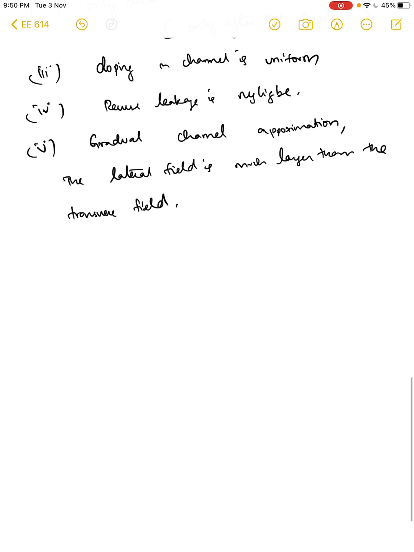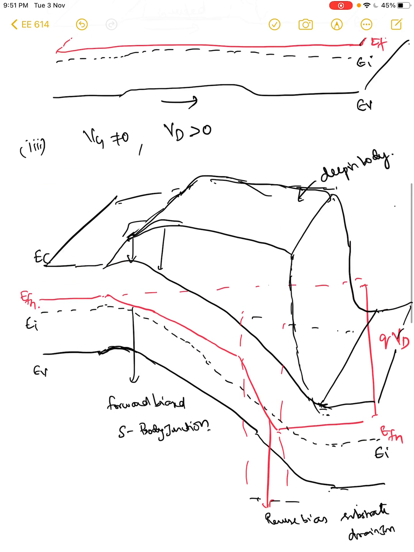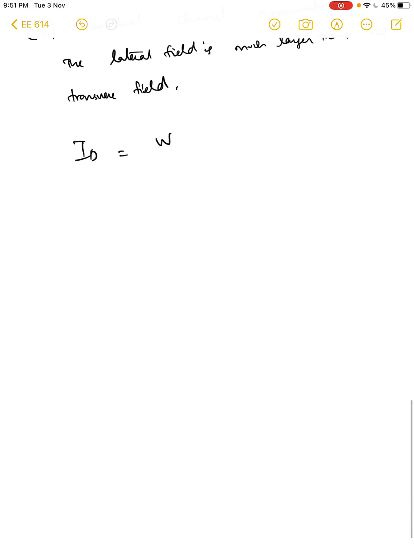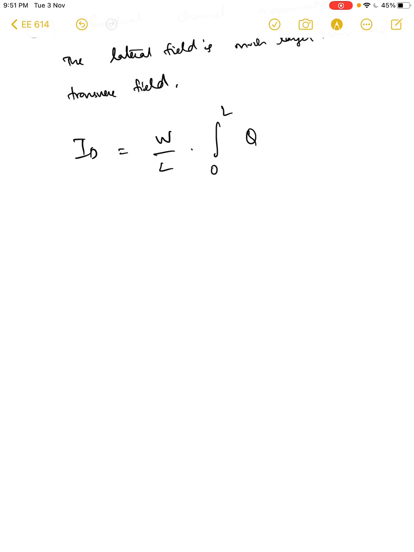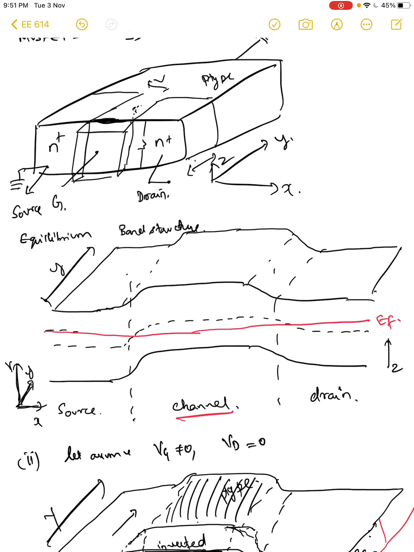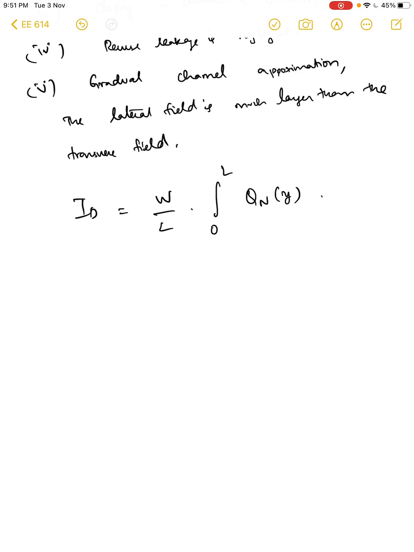So under these conditions, let us see if we can calculate the current. It can be given by this expression. So basically the drain current is given by, let's say, W being the width of the gate, and L being the length of the channel, W by L, integral 0 to L, Qn of y, where Qn of y is the charge. So basically you have the charges in this region, right? Vy dy.